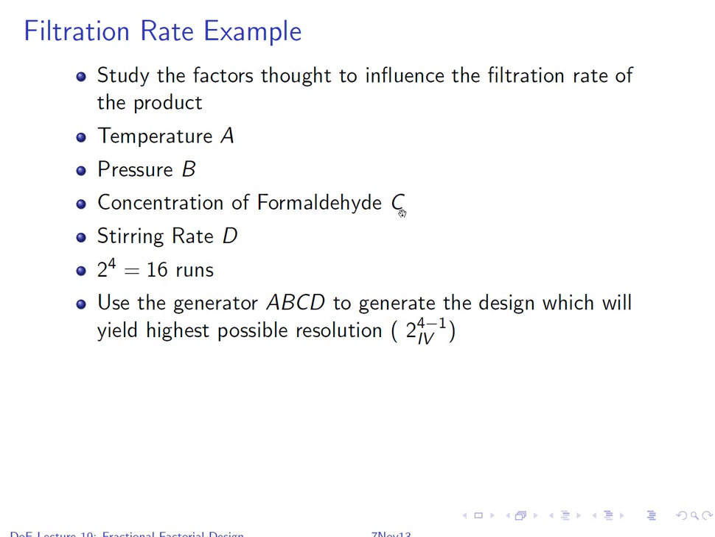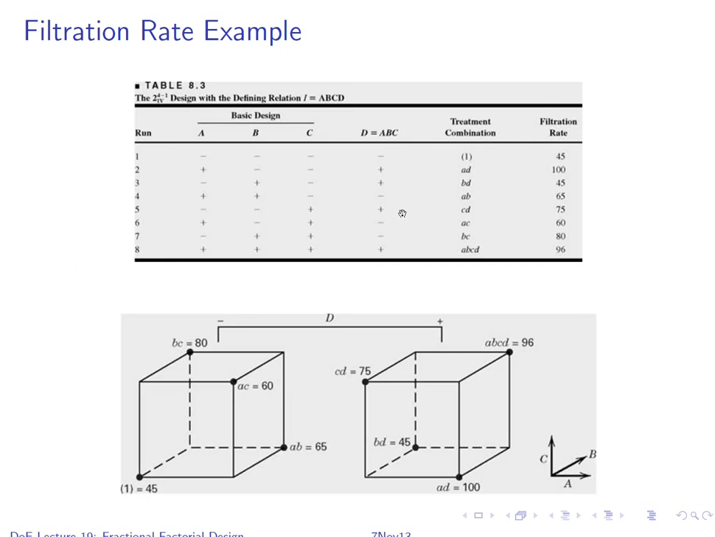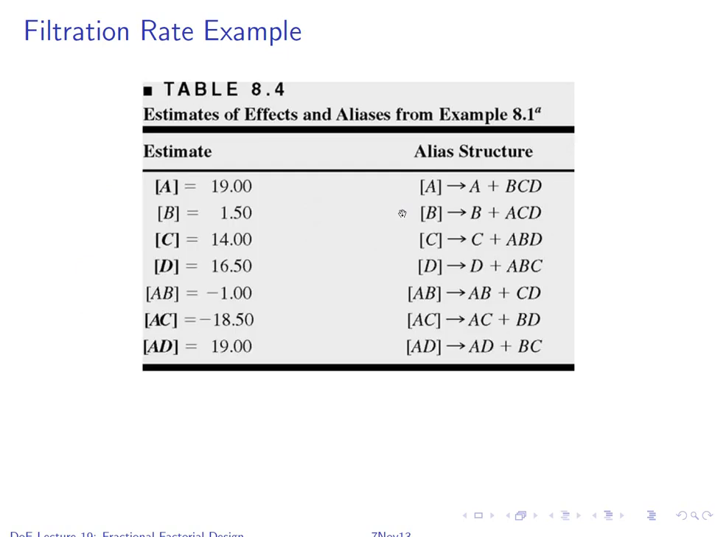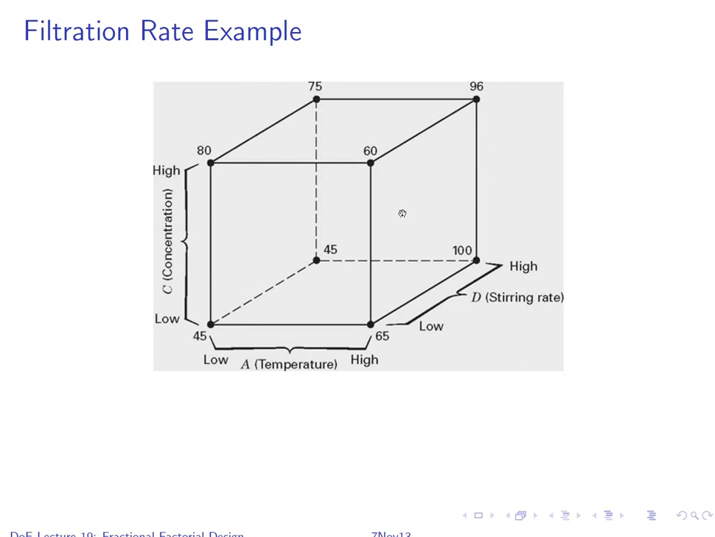Remember that B was pressure, so we're assuming that the effective temperature is high, the effective formaldehyde concentration is high, and the stirring rate is high, but the effective pressure is very low, and so we can construct a different experiment leaving out the pressure, and it would look like this. Right, so temperature, concentration, and stirring rate.